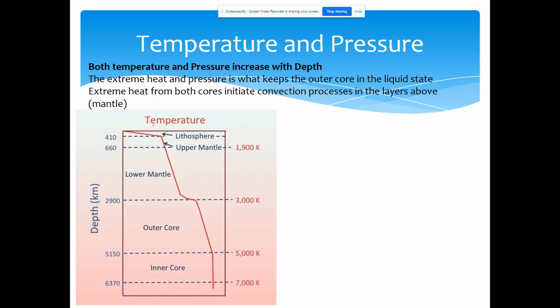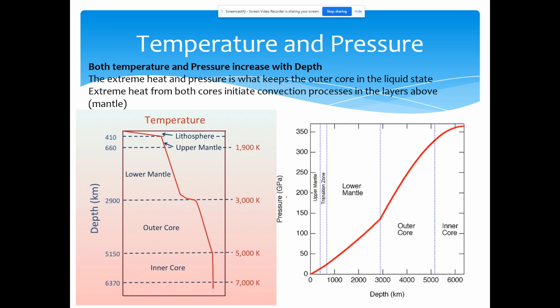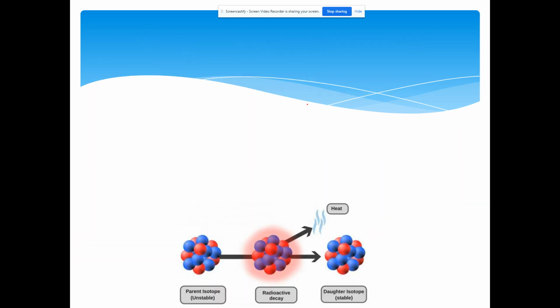Here's a little scale of temperature versus depth. You can see as you go deeper, the temperature rises dramatically in the lithosphere. And then it doesn't rise as much through the lower mantle, but then it gets very hot once you get to the inner core. Here is a little graph of pressure versus depth, and you can see that the pressure jumps up, and as you get deeper and deeper, it goes up dramatically. So pressure and temperature both increase the deeper you go into the Earth.